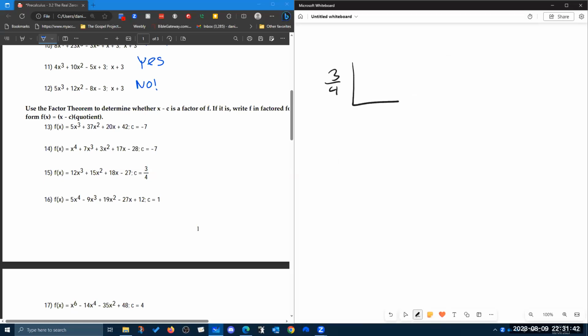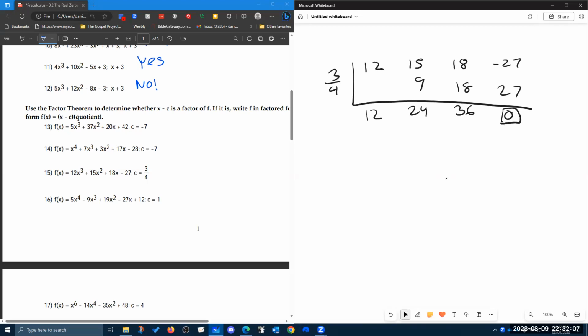Three fourths, 12, 15, 18, -27. 3 times 3 is 9. 6 times 3 is 18. 9 times 3 is 27. So there's a couple different ways that I can write this. We've been writing it so far as x minus 3/4 times 12x squared plus 24x plus 36.